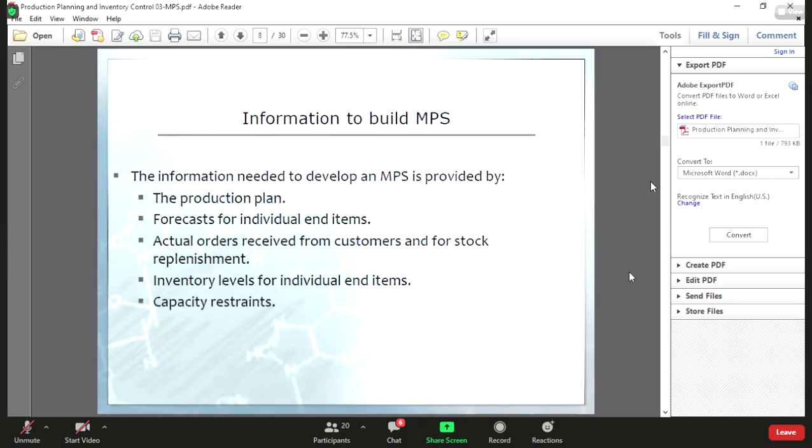Information to build the MPS is the production plan, which we previously already answered, and the forecast for individual end items. Please be careful. In forecasting, we forecast family products, but after that we need to explode it into forecasts of individual items. How to do that? We can use percentages. Let's say.